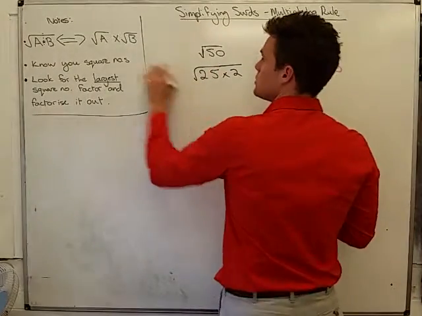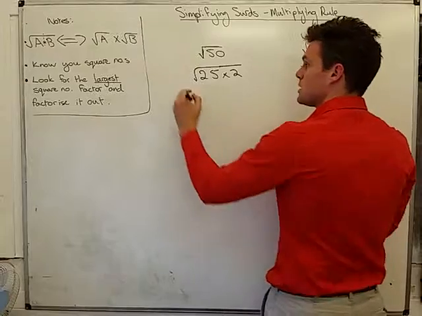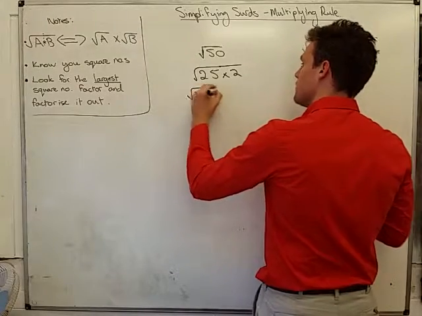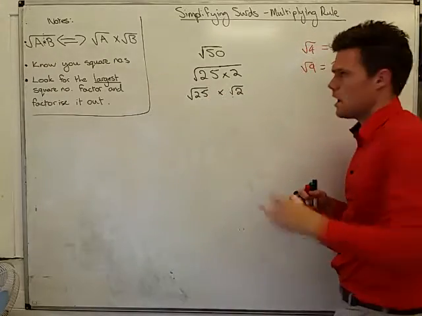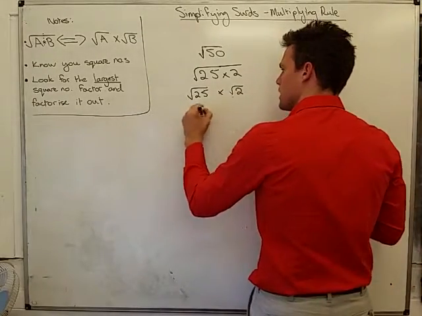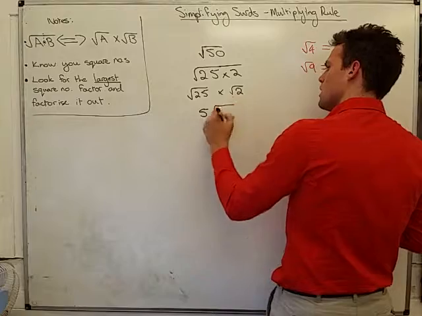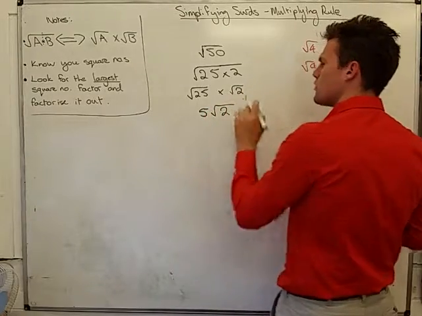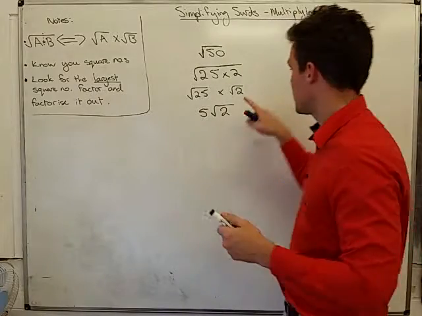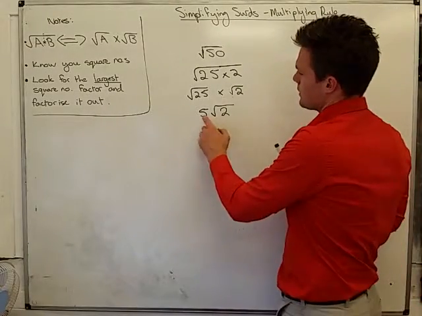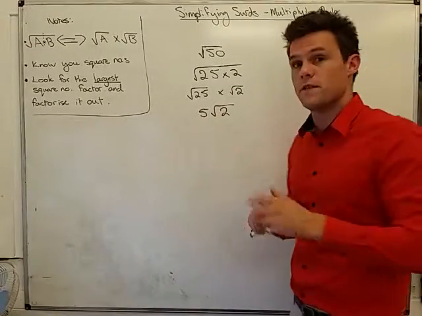Now I can use my surd law there and just split them. So I can say that's root 25 times the square root of 2. I can easily square root 25, that becomes 5. And I can't square root 2 because it is a surd. I can't represent it as a fraction, that's as simple as it gets. And instead of writing 5 times root 2, I just write 5 root 2.